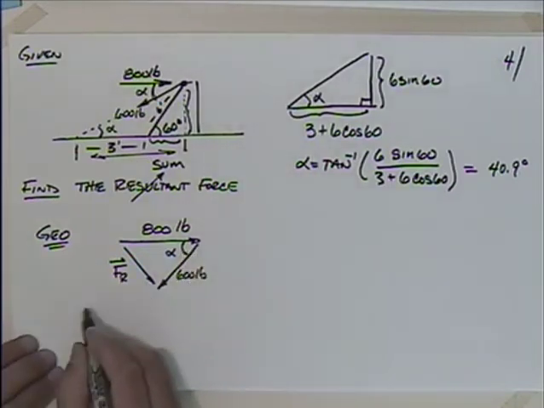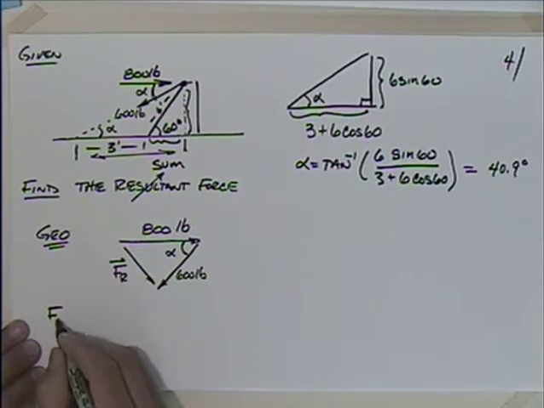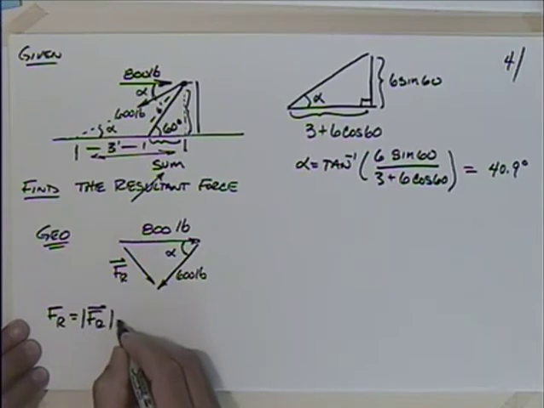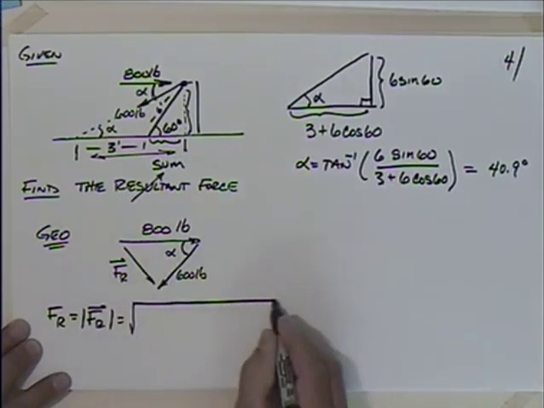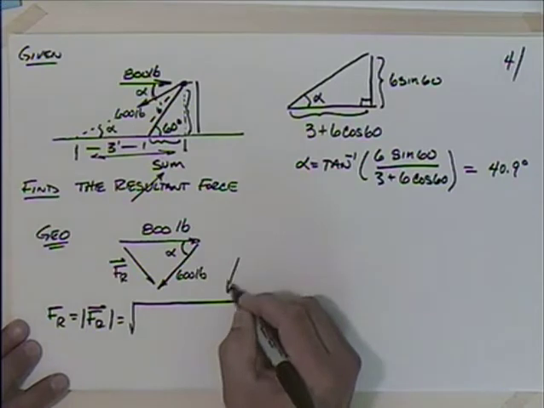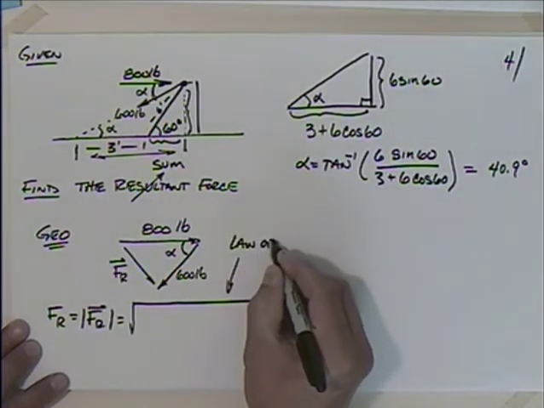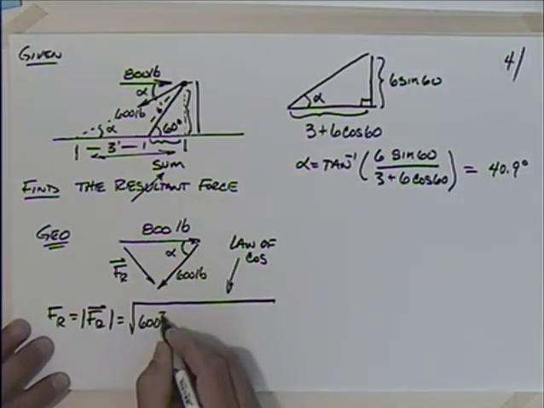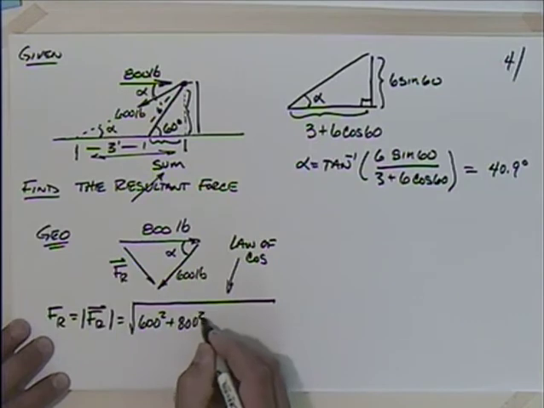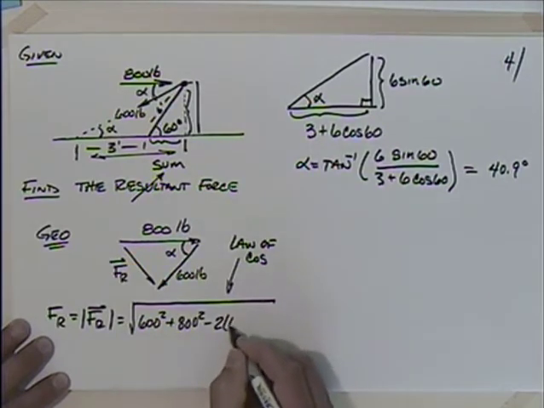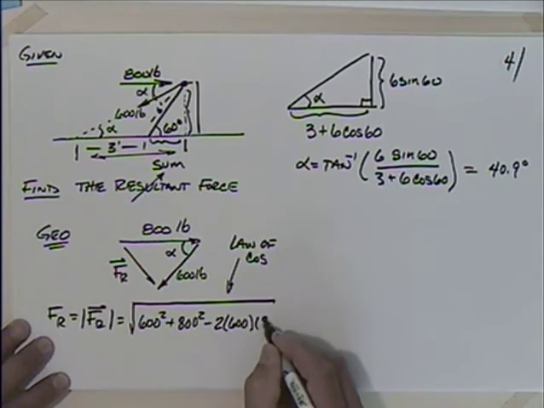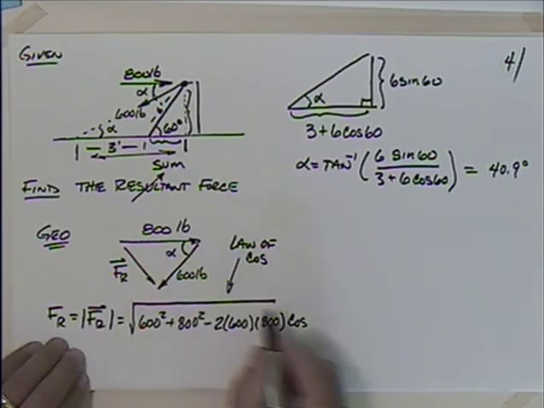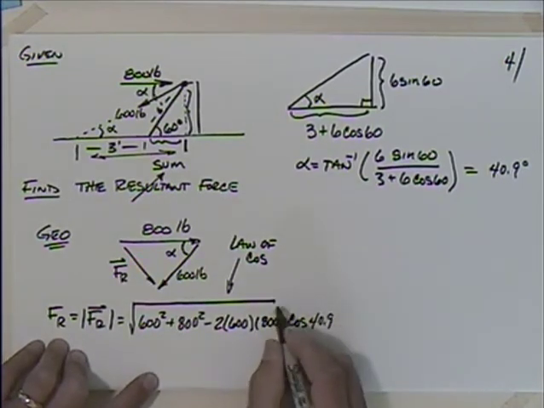So I could come up with this, the magnitude of F sub R, which would be equal to, and I'll write this for a while like this, eventually I'll stop writing this, but the magnitude is going to be, by the law of cosines, 600 squared plus 800 squared minus 2 times 600 times 800 times the cosine of the included angle between those two sides, which is that 40.9.